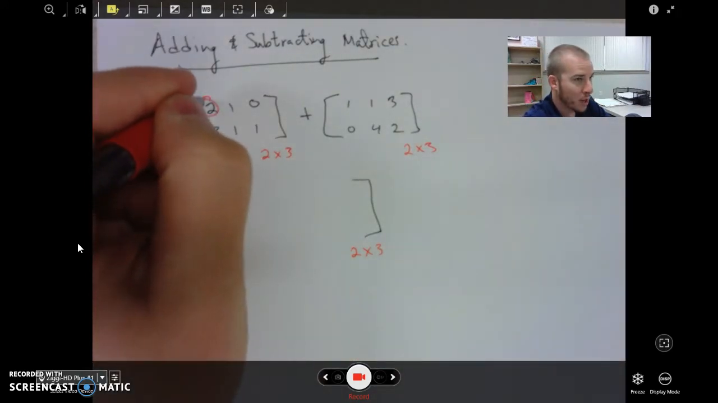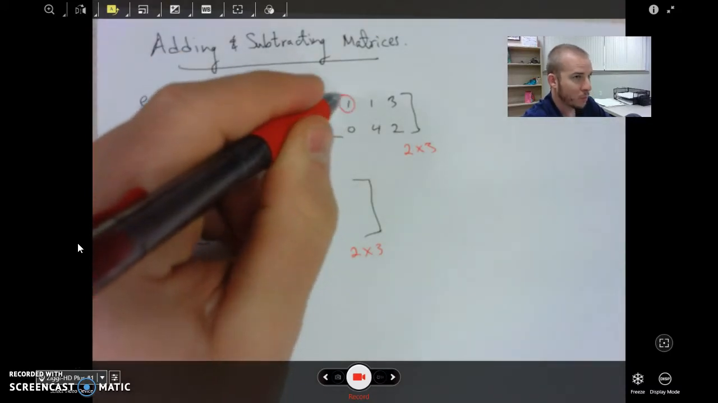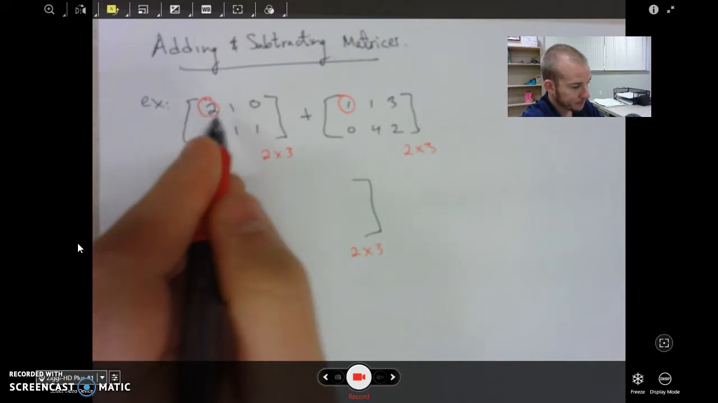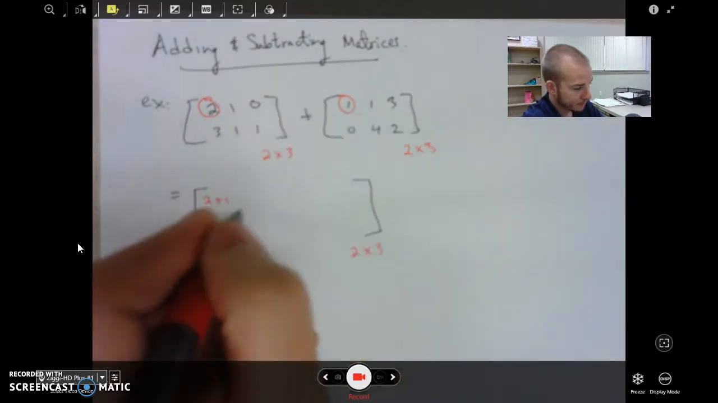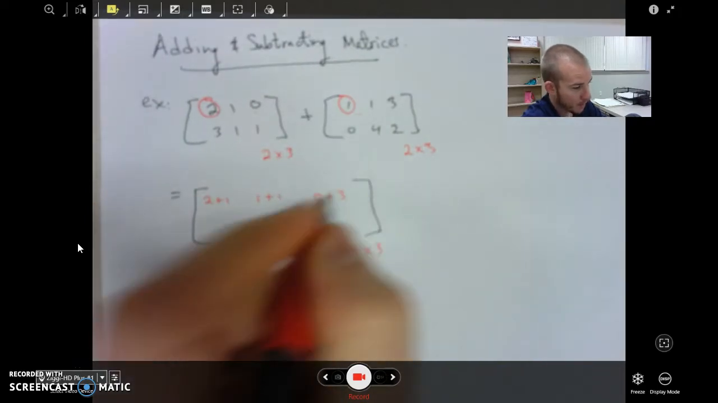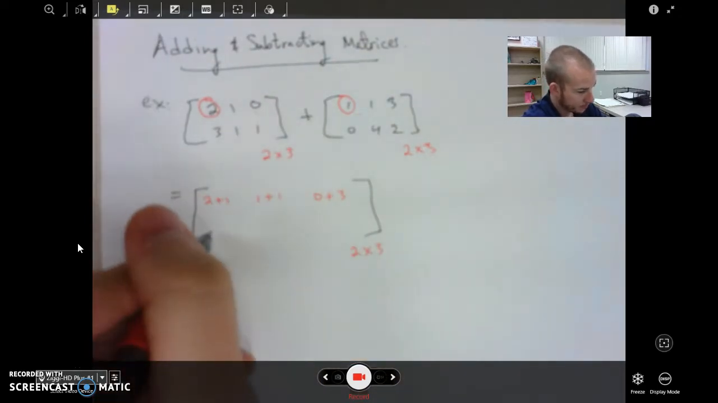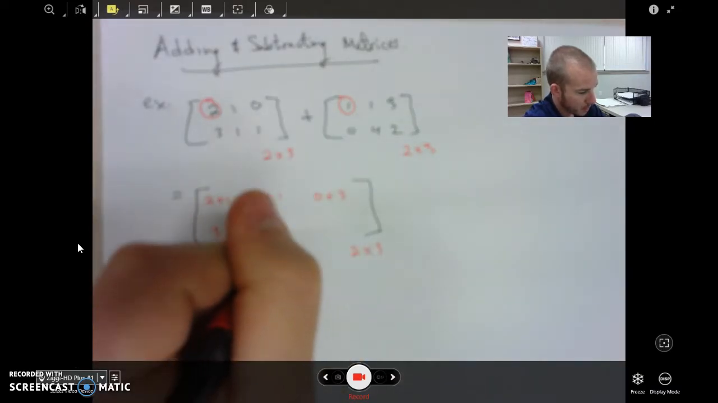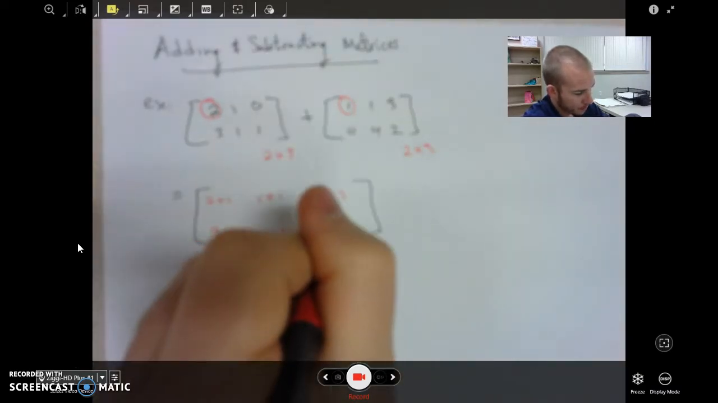This is a11, this is a11. We're going to add them together. So this matrix is going to become 2 plus 1, 1 plus 1, 0 plus 3, 3 plus 0, 1 plus 4, 1 plus 2.